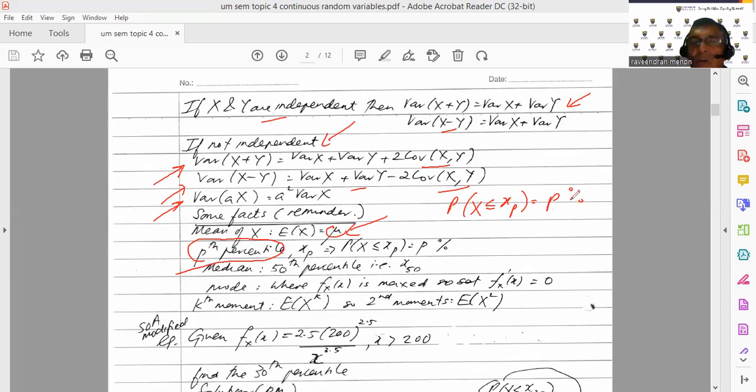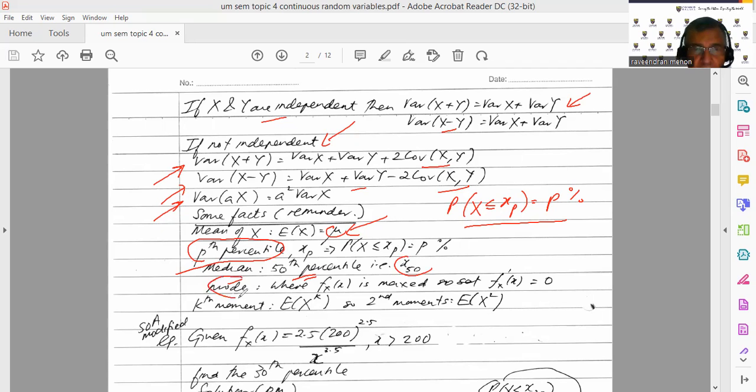That's it. So if you call the pth percentile x of p, then the probability x less than or equal to xp will be just p%. Great. A reminder, we know the median is the 50th percentile, which is x sub 50.